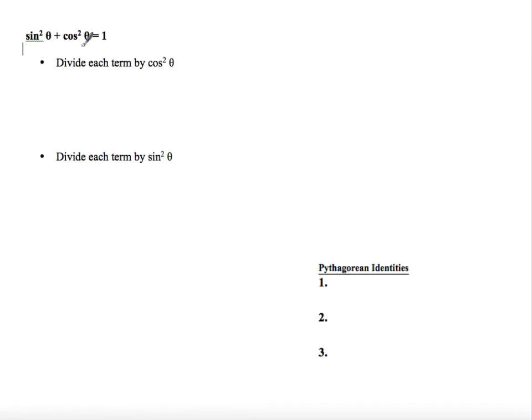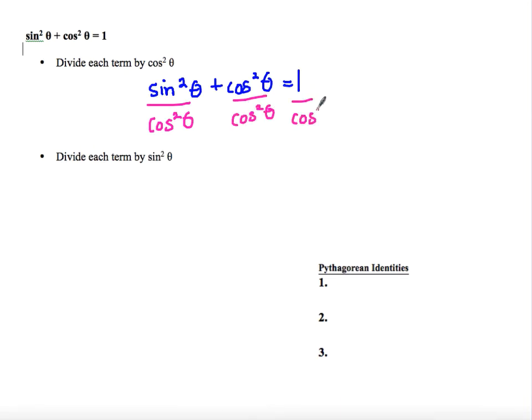So starting with our basic sine squared plus cosine squared equals 1, we're going to divide each term by the cosine squared. And so by dividing by the cosine squared, you're going to be able to come up with a brand new identity. So if I divide every single term by the cosine squared here, what are we going to end up with now? We're going to have sine squared over cosine squared. Well, that was equal to the tangent squared. So we've got the tangent squared of theta.